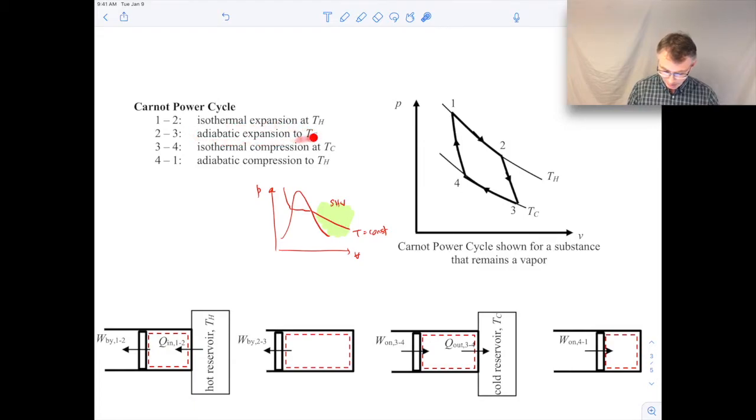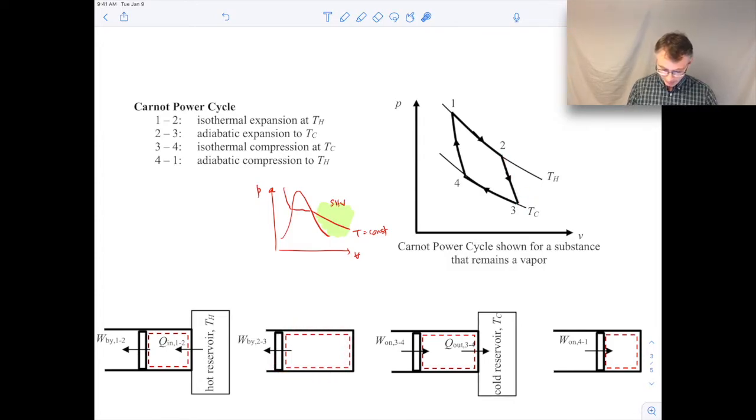2 to 3 is adiabatic expansion to the cold reservoir temperature. So here's from 2 to 3, it's expansion again, so 2 is to the left of 3, so we're expanding, specific volume is increasing, and we're going from the hot reservoir isotherm to the cold reservoir isotherm. And graphically, that's shown here. You can see there's no heat transfer because it's adiabatic. We still have an expansion, so we're doing some PDV work on the surroundings. So again, it's expanding.